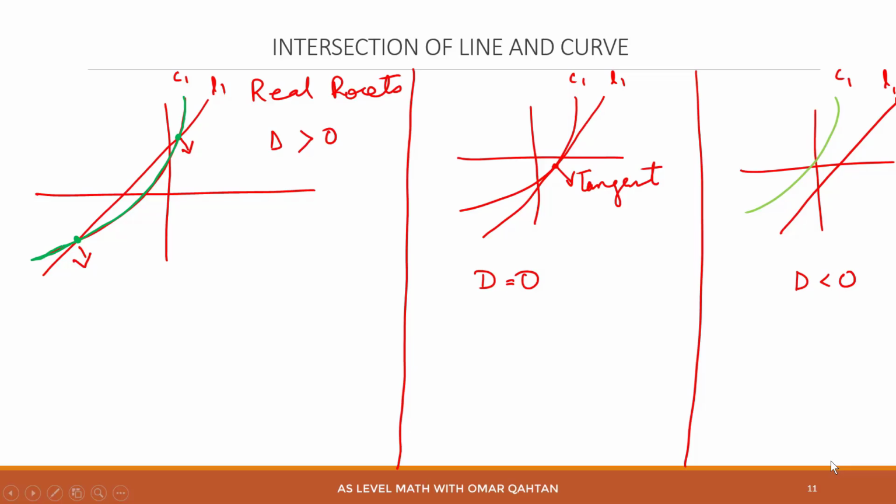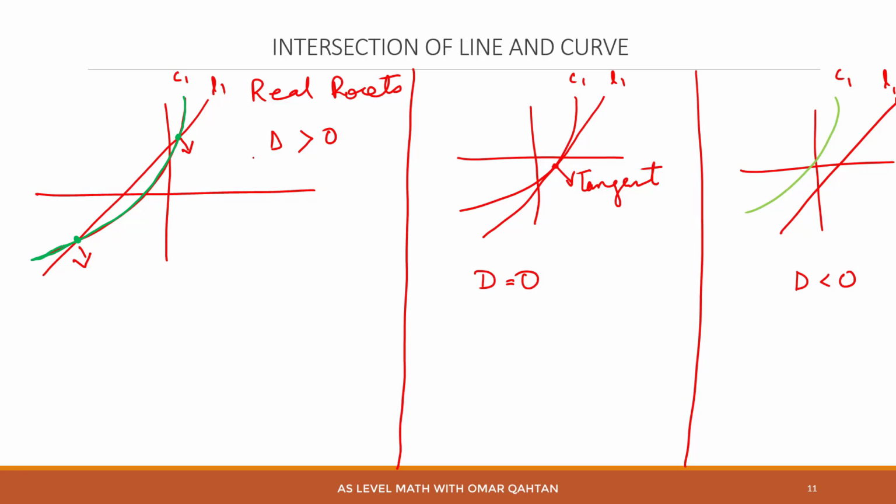In this reading, we will see how a line and a curve intersect with each other, and resultantly the roots that we are going to get after the intersection. We'll have a look over here. As you can see in the first figure, this curve is intersecting this line at 2 points. So it is going to give us two real roots.